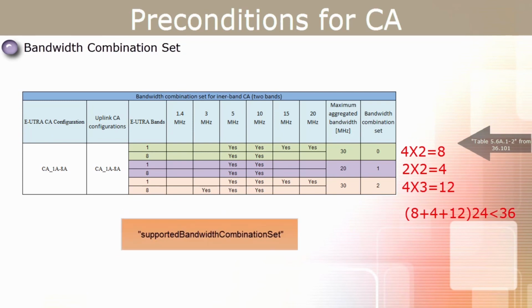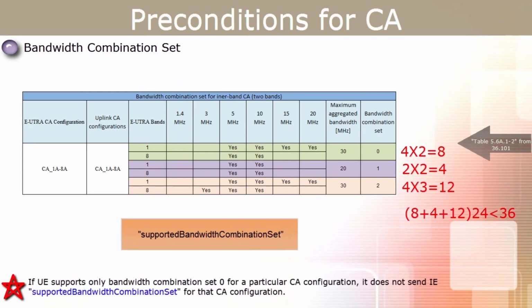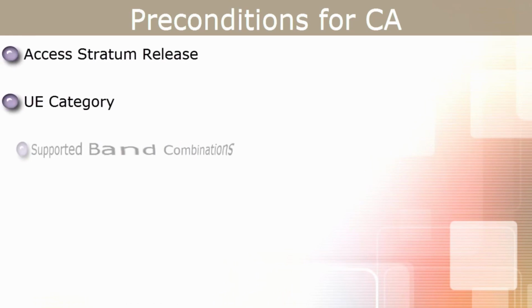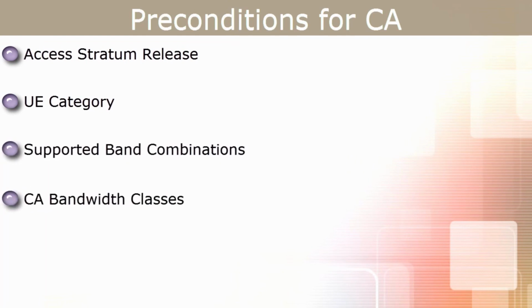UE sends the IE supported bandwidth combination set in the UE capability information message to tell the supported bandwidth combination set for a CA configuration. Remember, if UE supports only bandwidth combination set 0 for a particular CA configuration, then UE does not send the IE supported bandwidth combination set for that CA configuration. Finally, I can summarize what all capability information is sent by UE to eNode B for CA: access stratum release, UE category, supported band combinations, CA bandwidth class, and bandwidth combination set.